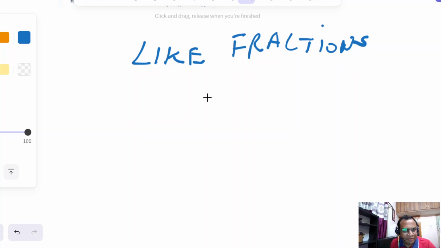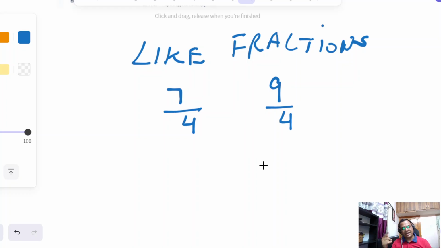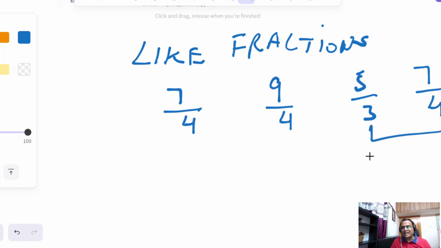So for example, if we have fractions like 7 upon 4, 9 upon 4, what is common in these two fractions? You can see the denominators are the same. And yes, the fractions which have the same denominator are like fractions, and only like fractions can be added, subtracted and compared. The fractions which don't have the same denominator, like 5 upon 3, 7 upon 4, are unlike fractions.